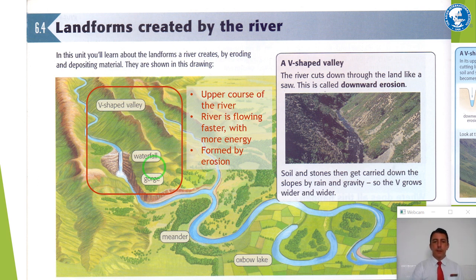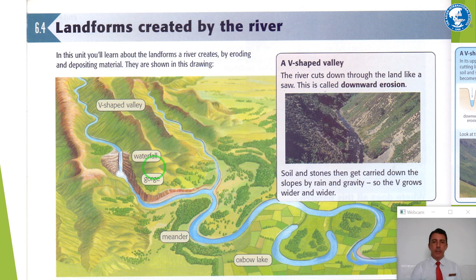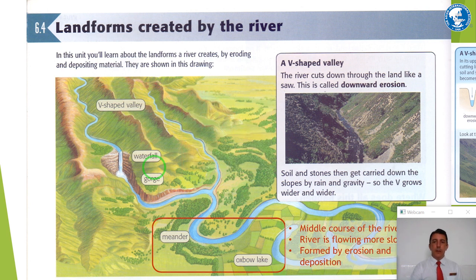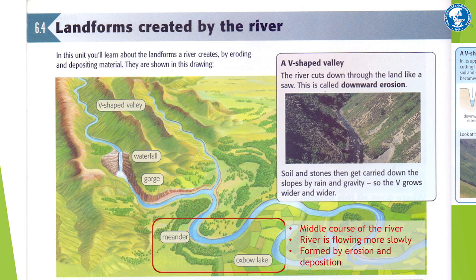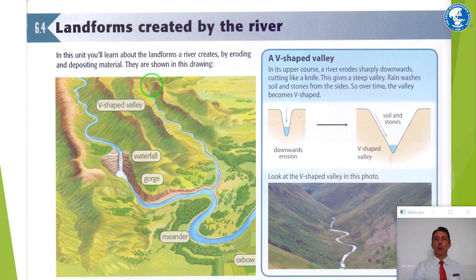Further down the river we see the meander and the oxbow lake. Now these are in the middle course of the river. Here the river is flowing more slowly, so they're formed by erosion and deposition. So a V-shaped valley. In its upper course, a river erodes sharply downwards, cutting like a knife. This gives a steep valley, but then rain washes soil and stones down the sides, and over time the valley becomes V-shaped.